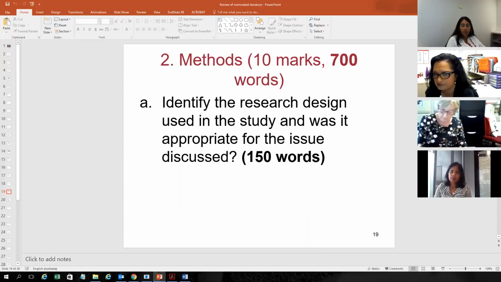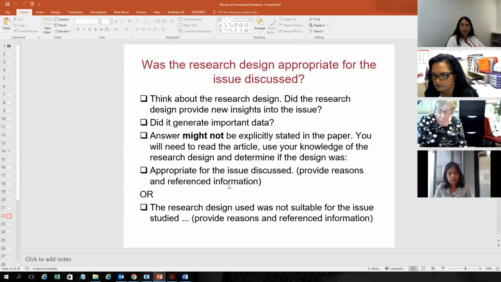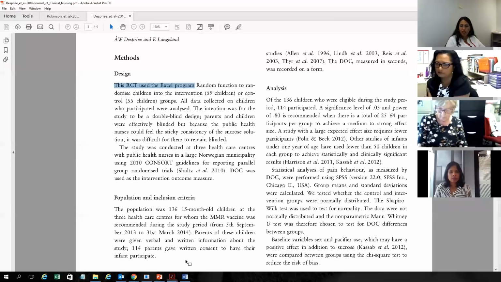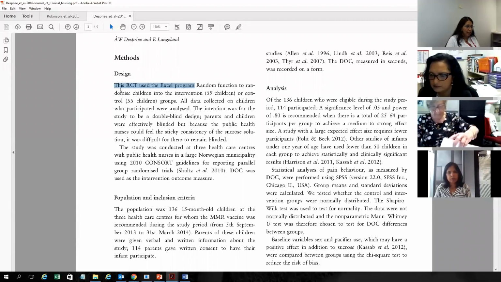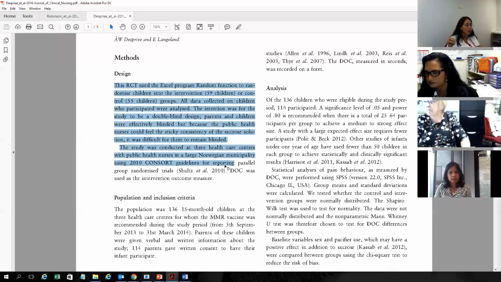The next part of the question is, was this design appropriate for the issue discussed? Before that, what's the design used? Let's go here. You will name the design: a quantitative experimental design was used. Go through what's here and pull out some points that you can use to describe the design. So that's the first bit. Look at the article and pull out points that actually explain the design. So you need to refer to the article about the design.